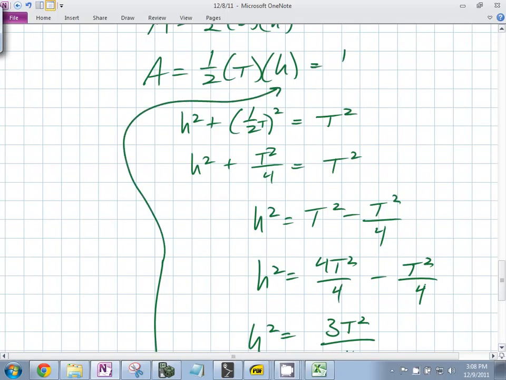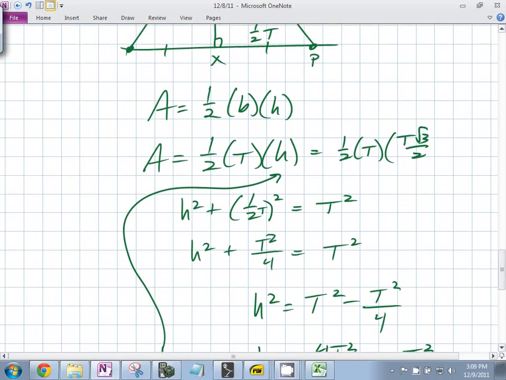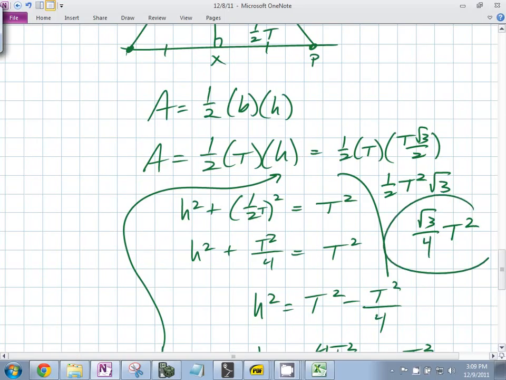1/2 t times, what was it? t root 3 over 2. What's t times t? 1/2 t squared times root 3, so that's root 3 over 4 t squared. Is that exactly what you needed to prove? Yeah. You had to get the height in terms of t.